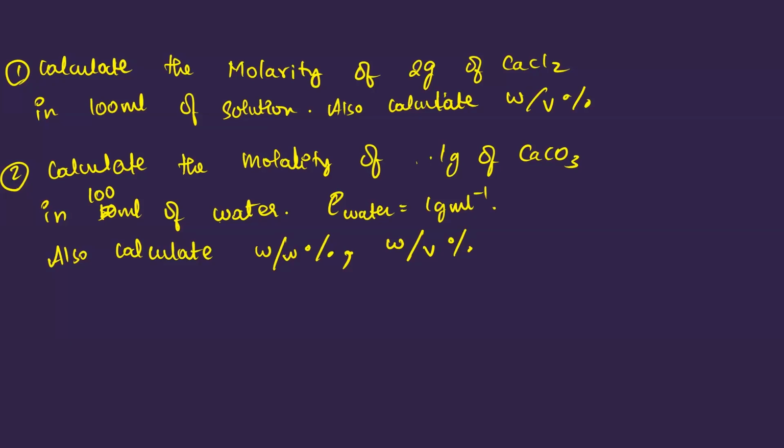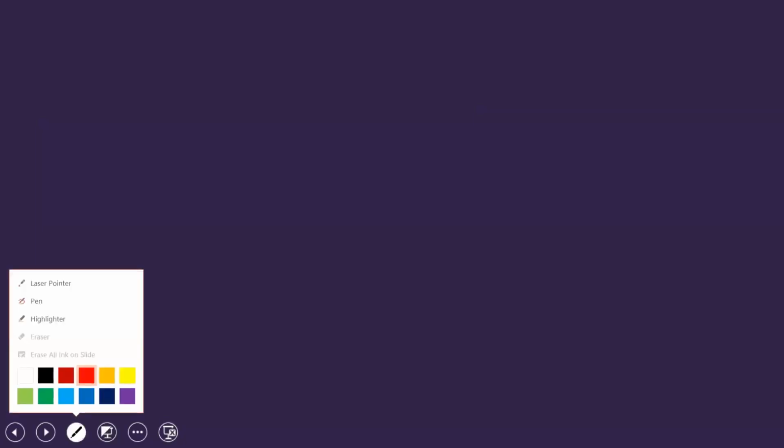What was the answer for the first question that you got? Calculate the molarity of 2 gram of calcium chloride in 100 ml of solution. Correct? That was the question, right? So how do we solve this question? 2 by 100, 2 into 1000 by 100. I got 2 by 11 which is 0.1.